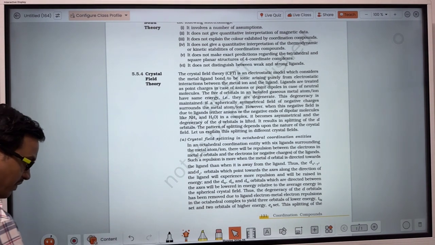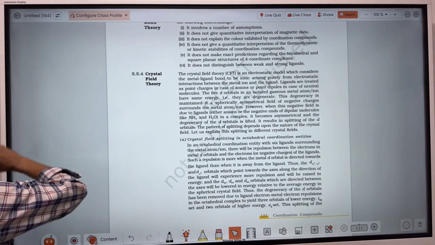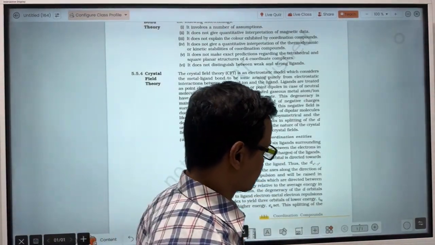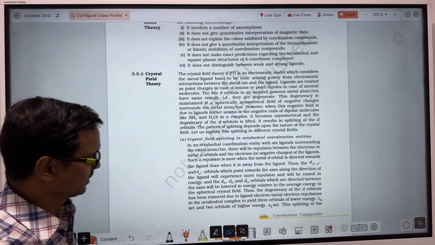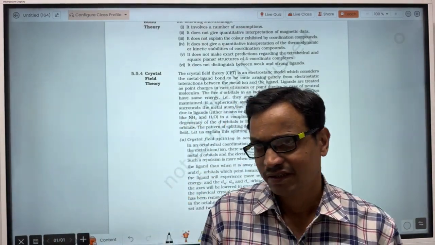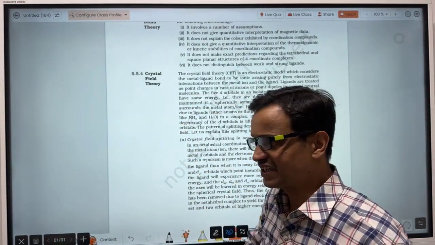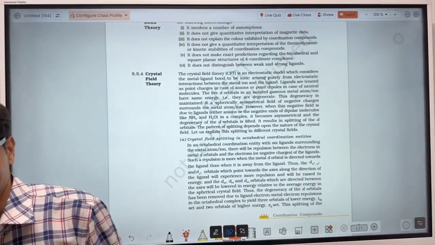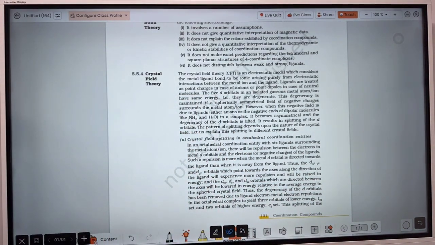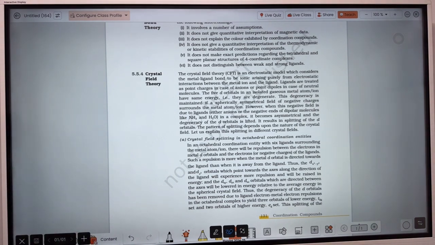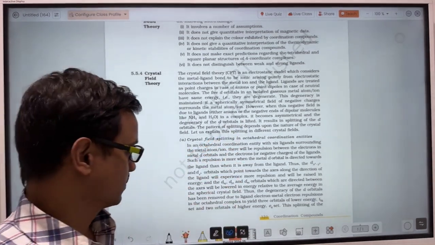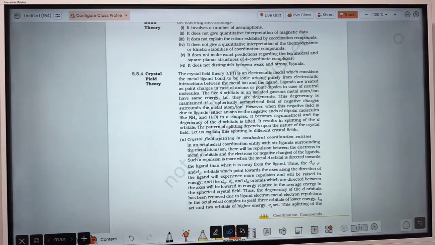Listen here. Before explaining that theory, first just consider the shape of the d orbitals. I have taught you about the shape of d orbitals in the d block elements chapter, and we have already discussed it. Now that has a utility here, so I am quickly recalling it. First one is dxy, dyz. Firstly let's see the shape of dxy.